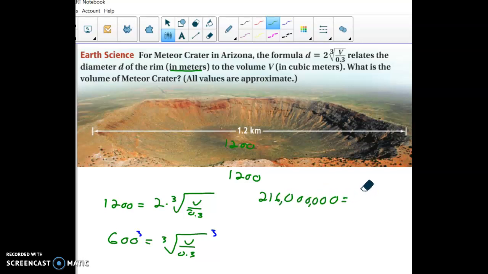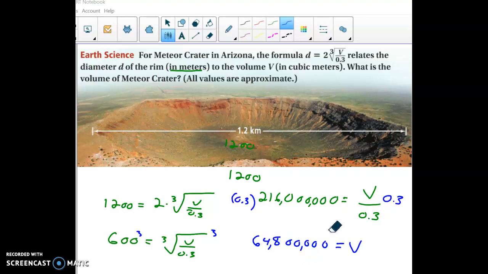But then we'd have this side, it would cancel out. So we'd have V over 3/10. And then multiply both sides by 3/10 to cancel out the divide 3/10. Okay, and that's going to get us a pretty big volume. So we get 64,800,000 cubic meters. So that's meters cubed for our volume, which makes sense, right? It's a big crater, so the volume inside of it's pretty big. But yeah, that's just a solving question using a real world story example.